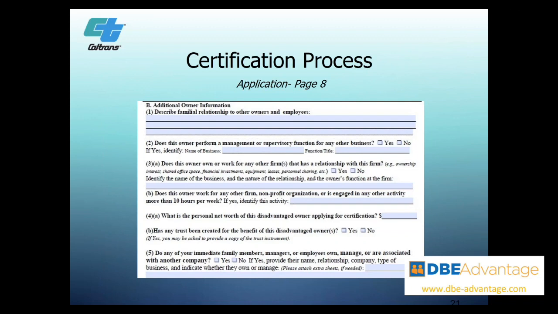So we have to be very careful here when you do have those family owners or family employees to describe that so that you in fact can show that you have the ability to control and operate the business. Anything else on this page that we should cover? I would add for question number 4B, if you do hold a trust, I would provide a copy of the trust for review to the certifying agency.